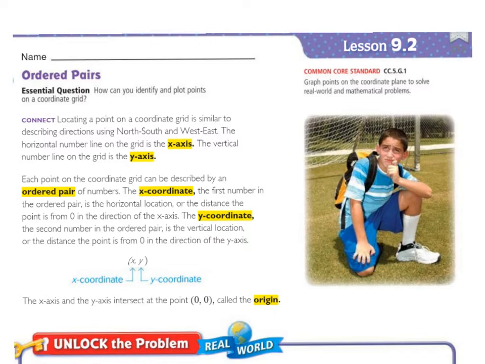All right, and back to the lesson. So each point on the coordinate grid can be described by an ordered pair of numbers. The x-coordinate is the first number in the ordered pair. It is the horizontal location, the one that goes this way, or the distance from point 0 in the direction of the x-axis. The y-coordinate is the second number in the ordered pair. It's the vertical location, the one that goes this way, or the distance from point 0 in the direction of the y-axis. So the x-coordinate's first, and then the y-coordinate. The x-axis and the y-axis intersect at point 0, 0, and that is called the origin.